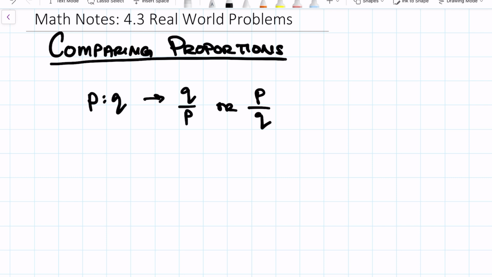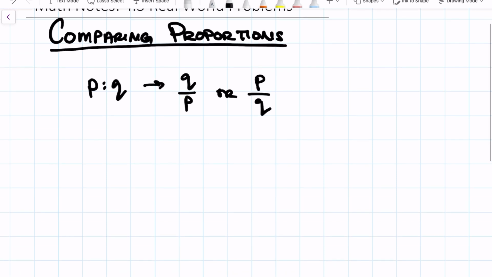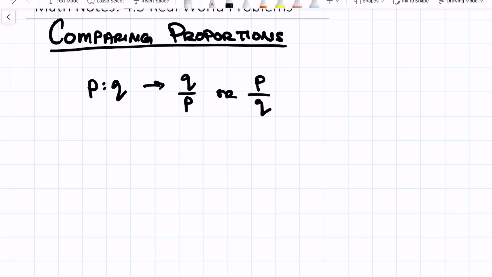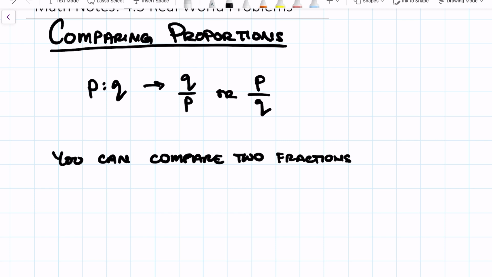Now, let's write down the fact that you can compare two fractions. And the way that you do that is you use an equal sign.